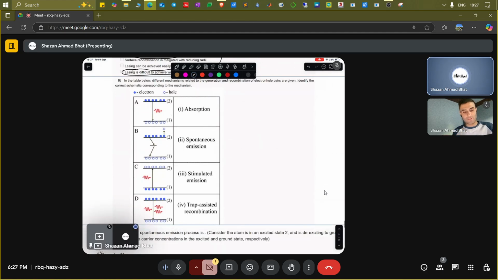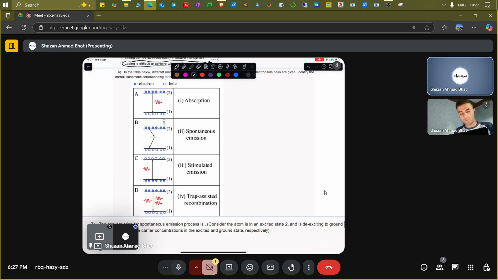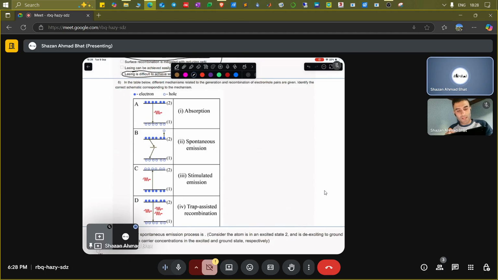Now here, this is what I talked about in detail in the previous slides. What this basically shows is that we have to match the phenomena with absorption, spontaneous emission, stimulated emission, and trap-assisted recombination. Trap-assisted recombination I didn't talk about, I'll talk about it here, but the other processes we talked about. Let's say if we talk about A, it's showing the electrons recombining back with the holes and emitting a photon, and it's happening on its own. So it should be spontaneous emission.